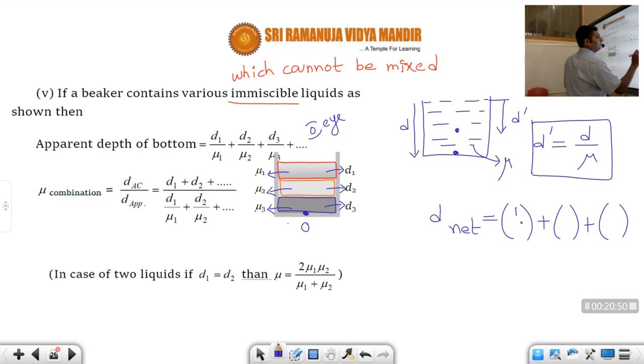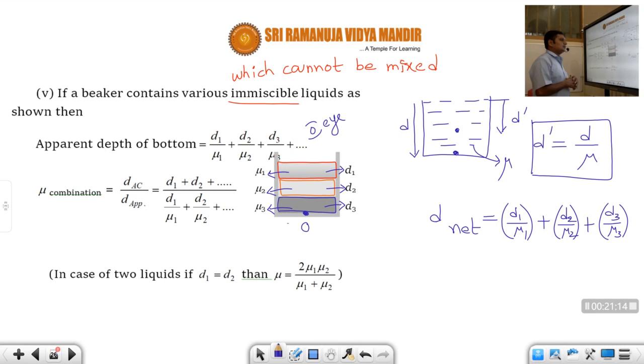D by mu. First liquid depth is D1, refractive index is mu1. Similarly, D2 by mu2. Similarly, D3 by mu3. So this is how, when a number of liquids of different depths are given with different refractive indices, and you are asked to find the net apparent depth, you just have to add the apparent depths due to each individual liquid. That's all, students. This is one important point from a competitive point of view.